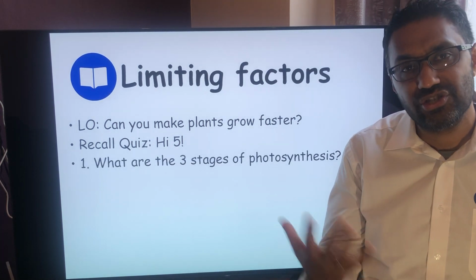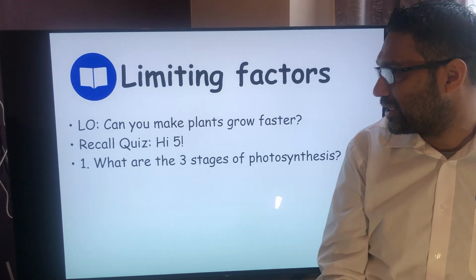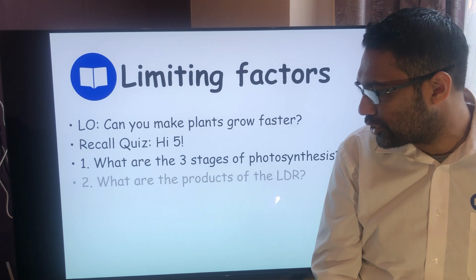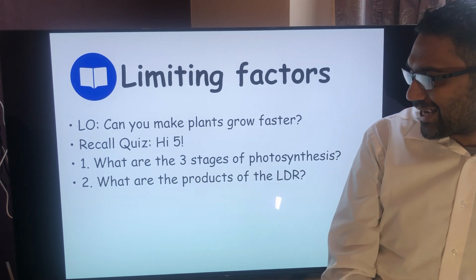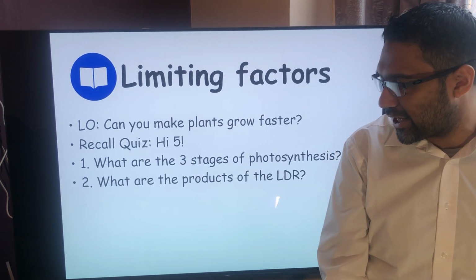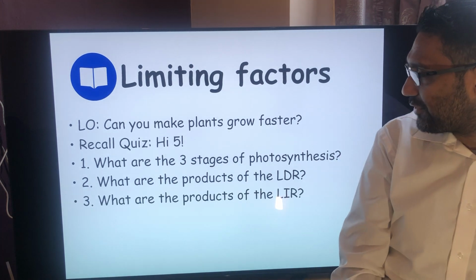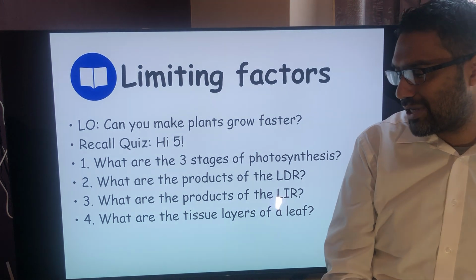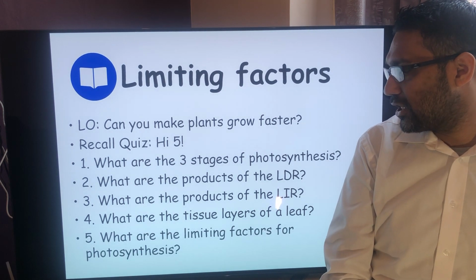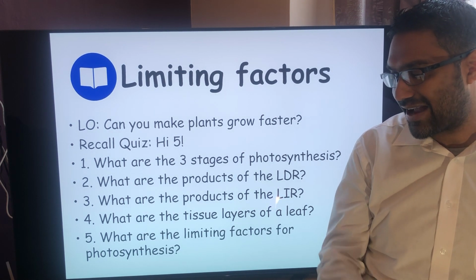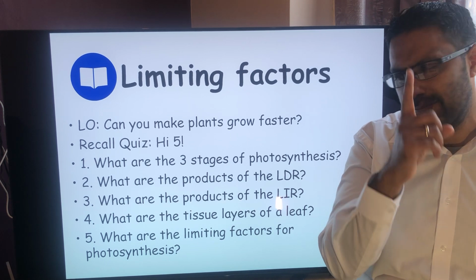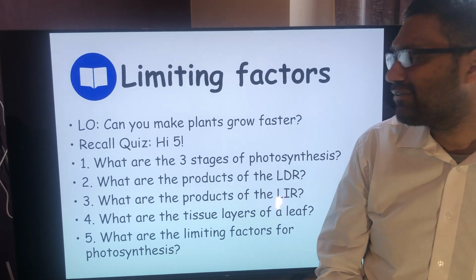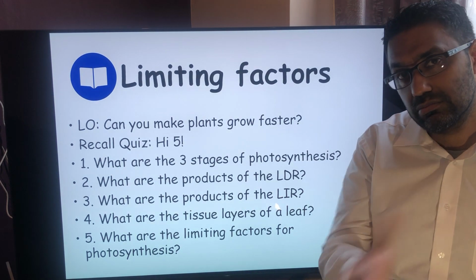Obviously you want your high five because you can't buy those in the shops, not that you can go to the shops anymore. What are the three stages of photosynthesis? Number 2. What are the products of the light-dependent reaction? Number 3, what are the products of the light-independent reaction? Number 4, what are the tissue layers of a leaf? And the last question, what are the limiting factors for photosynthesis? What do you know already? So have a go at those questions, pause the video, give them a go, and when you're ready for the answers, you can unpause, like now.